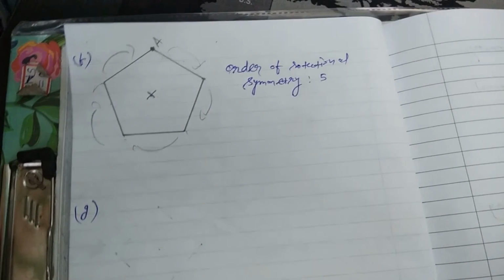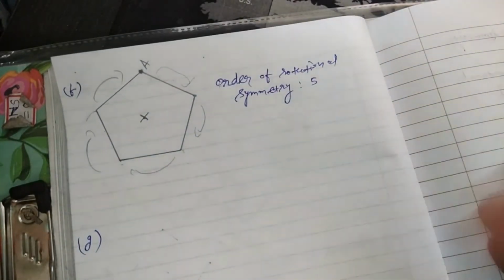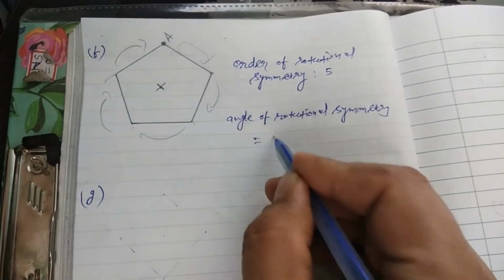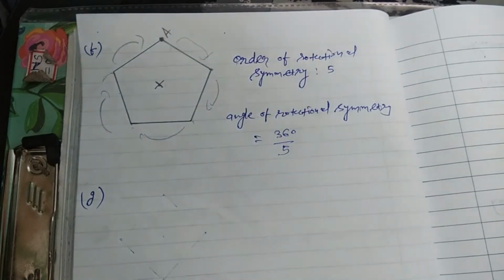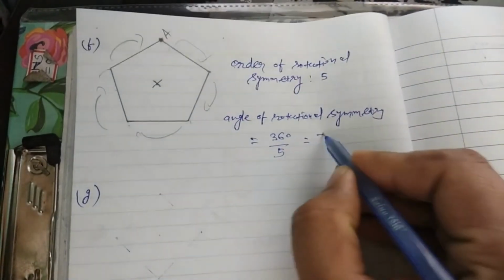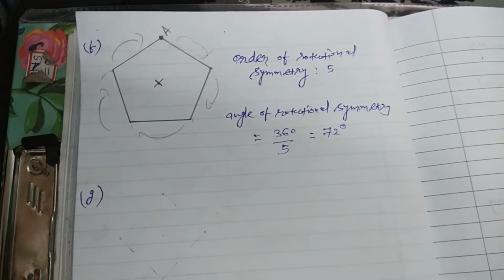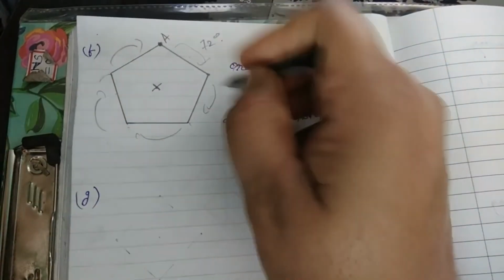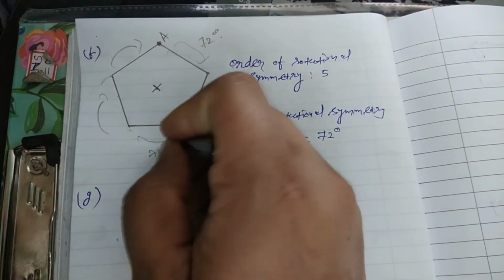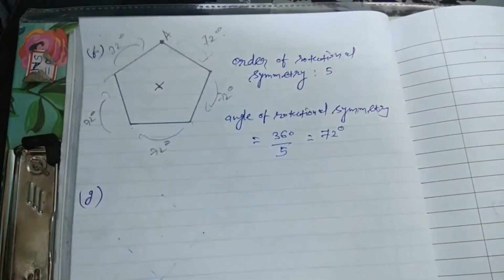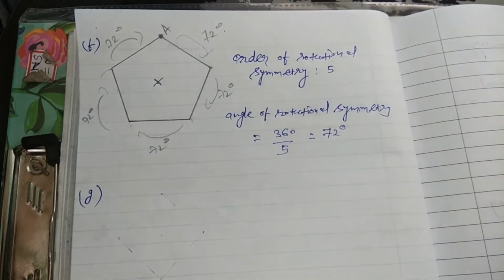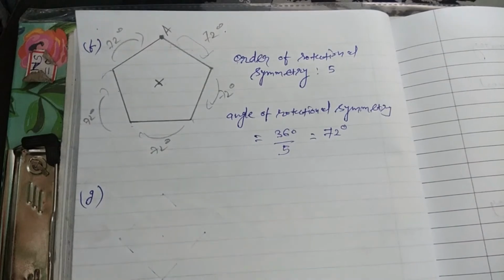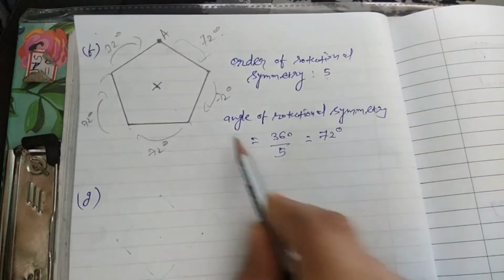Now we will find the angle of rotational symmetry. That is nothing but 360 divided by the order of rotational symmetry, which is 5. We divide 360 by 5, we get 72. So the angle of rotation is 72 degrees. Again we can rotate 72, again 72, 5 times. At the angle of rotation 72 degrees we rotate this regular pentagon and we get exactly the same shape each and every time. Therefore the order of rotational symmetry for this regular pentagon is 5 and the angle of rotation is 72.